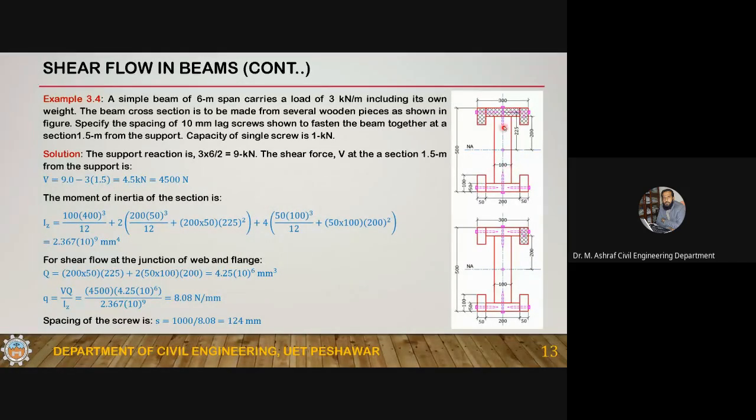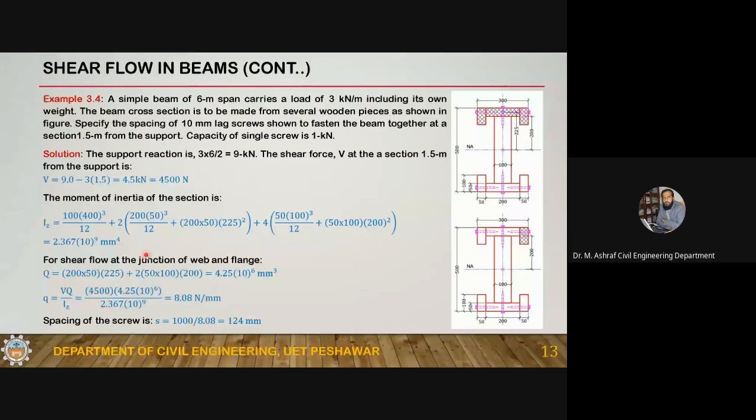I'm calculating the moment of inertia of this, 2 times and this 4 times. So of this portion, which is 100 into 400 cube by 12, plus of this portion, which is 200 into 50 cube by 12, plus 200 into 50 into 225, this is from here up to here, square, plus 4 times of this, 50 into 100 cube by 12 plus 50 into 100 into 200 square.